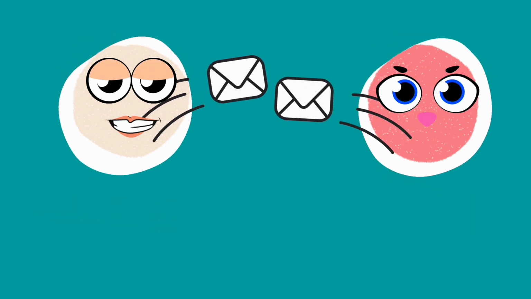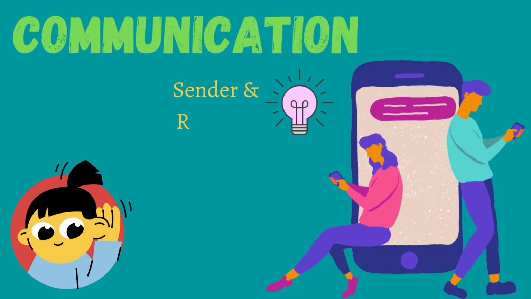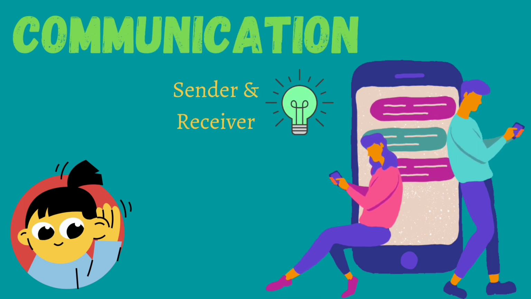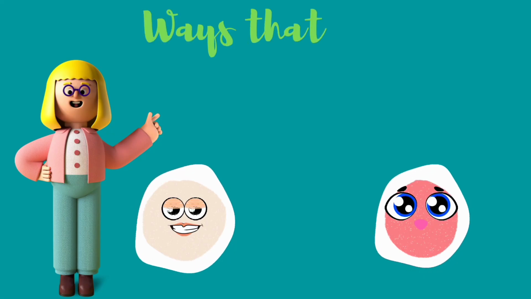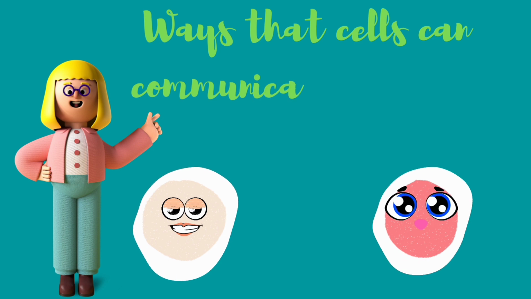When we hear the word communication, the first two words that come up in our mind are sender and receiver. Am I right? Well, the same goes for the cells that make up living organisms. They communicate to perform a specific task. There are many ways that cells can communicate with one another.